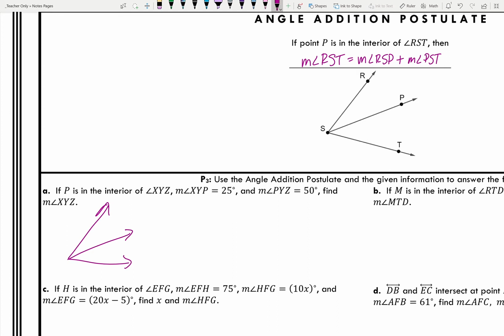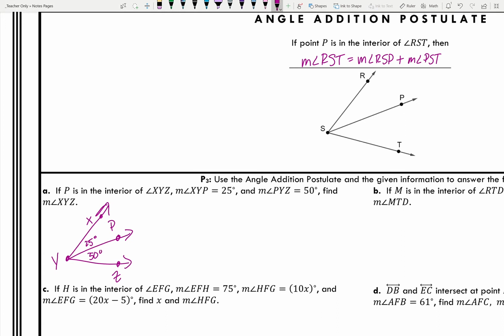All right, P is in the interior of angle XYZ. So we know that X will be a point right here. We have Y is the vertex, and then Z over here. And P is in the interior. We know the measure of angle XYP is 25 degrees, and the measure of angle PYZ is 50 degrees. Find the measure of angle XYZ.